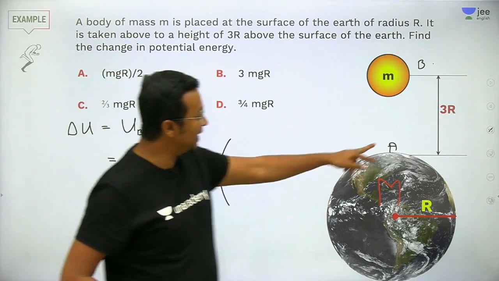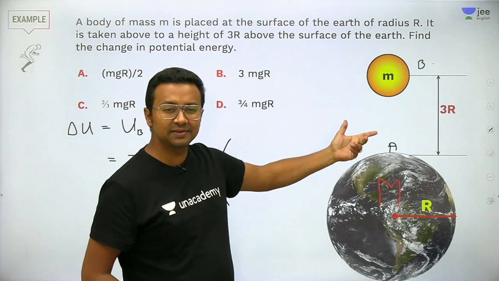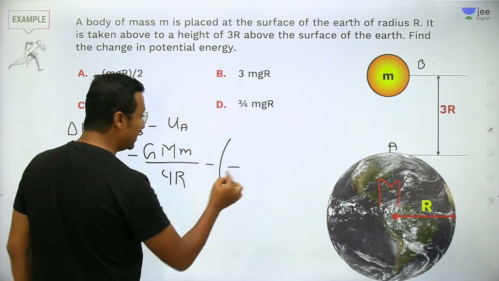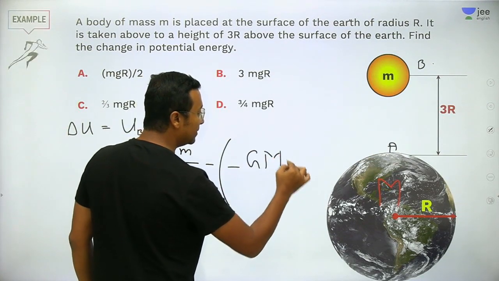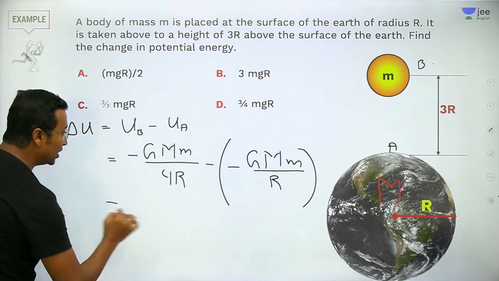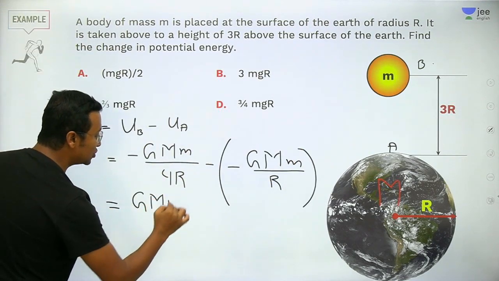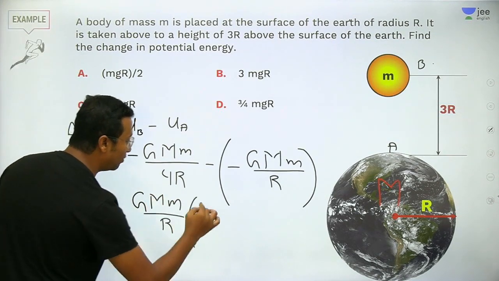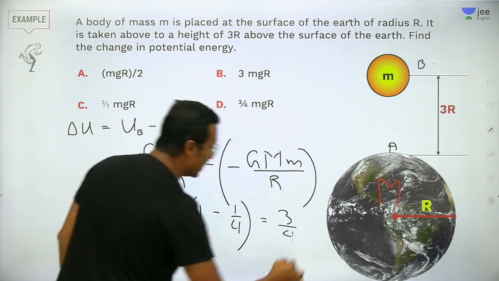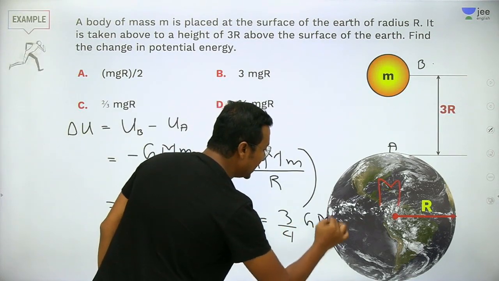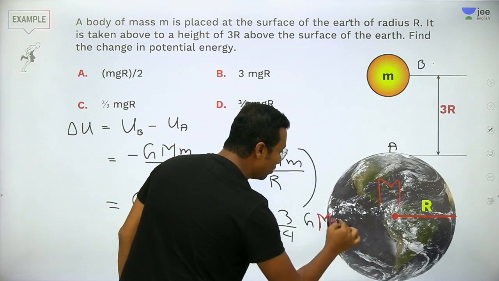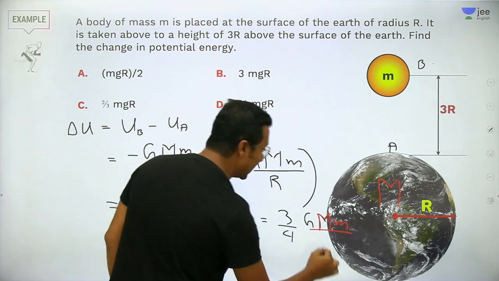What is the potential at point A? Very simple. When this ball was at the surface out here, it would be minus G capital M small m upon r, right? If you solve this, you will get G capital M small m upon r common, into 1 minus 1 by 4. So this will be equal to 3 divided by 4 into G capital M small m upon capital R.